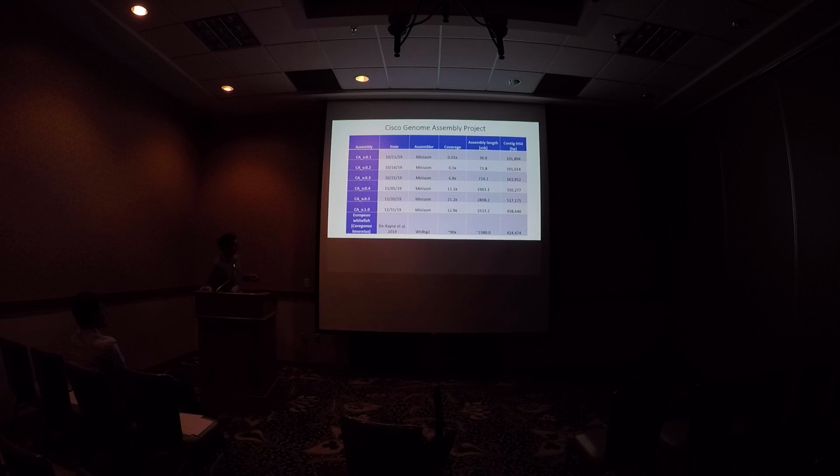Okay, so some details on the Cisco Genome Assembly Project, where we're currently at. We've done several versions of this over the last couple months. Our current version, we're calling 1.0, is shown here. The important point is that the total length of the assembly, so how long of DNA sequences we have assembled, is about 2.5 billion base pairs. That's approximately what we would expect based on the genome size. So that's good. That means we have a mostly complete assembly.